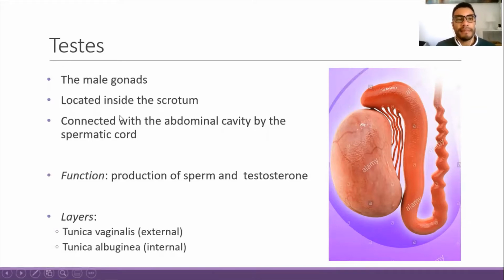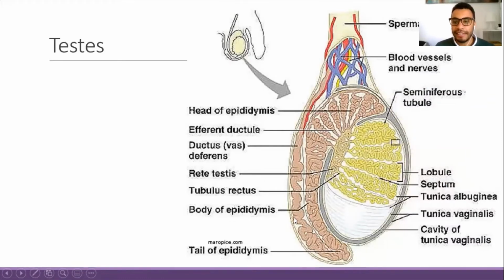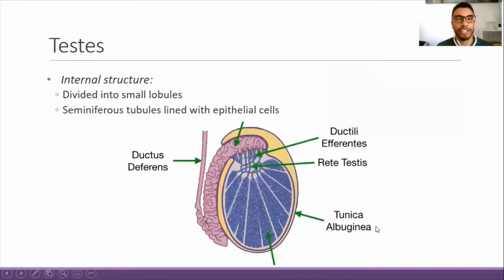The main function of the testes is the production of sperm and hormones, including testosterone and also LH, the luteinizing hormone. The main layers are the tunica vaginalis, which is the external layer, and the tunica albuginea, which is the internal layer. So here, tunica vaginalis, external, and tunica albuginea that you see here is internal in the testes.